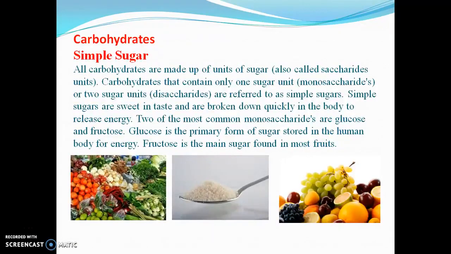Carbohydrates are made up of units of sugar, also called saccharides. Carbohydrates that contain only one sugar unit are monosaccharides, and those with two sugar units are disaccharides. Both are referred to as simple sugars. Simple sugars are sweet in taste and easily broken down in the body to release energy. Two of the most common monosaccharides are glucose and fructose. Glucose is the primary form of sugar stored in the human body for energy. Fructose is the main sugar found in most fruits.